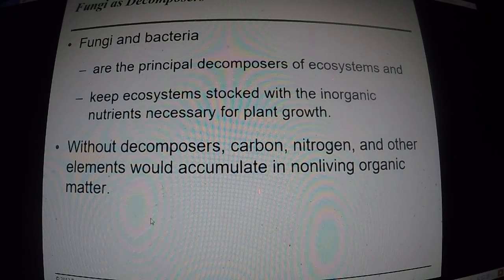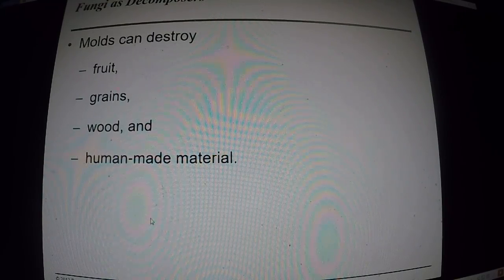The principal decomposers in the ecosystem keep the ecosystem stocked with inorganic nutrients for plant growth. Without decomposers, carbon, nitrogen, and other elements would accumulate in the non-living material and stay there, and we'd run out of it very quickly. Molds, though, can destroy fruit, grain, wood, and human-made materials.